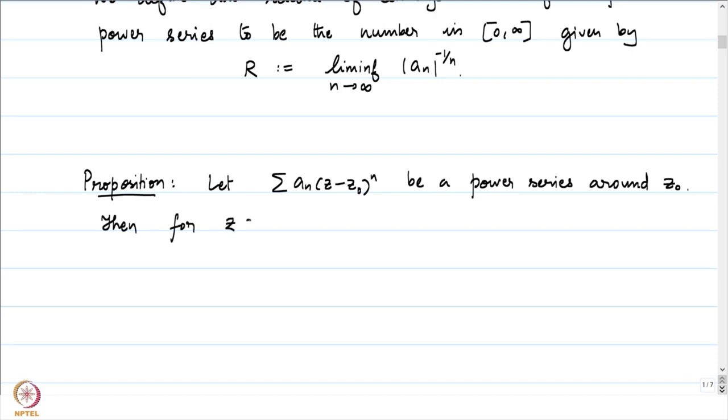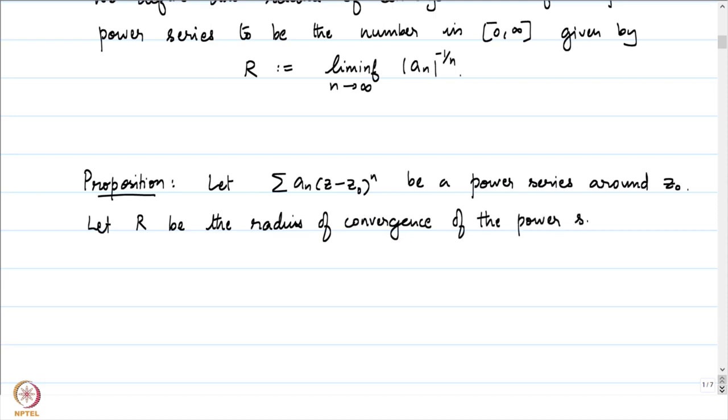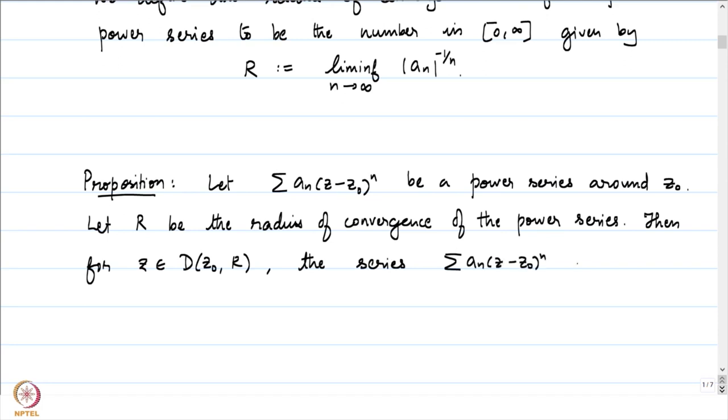Then for z in D(z0, R), okay, let R be the radius of convergence of the formal series, of the power series. Then for z in D(z0, R), the series summation a_n (z - z0)^n converges absolutely. What is that?